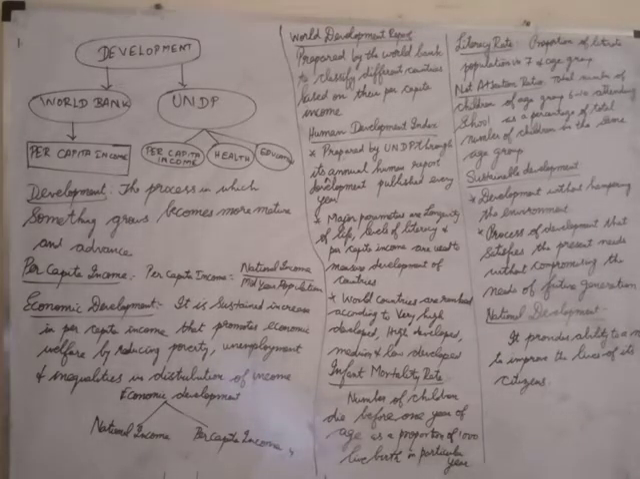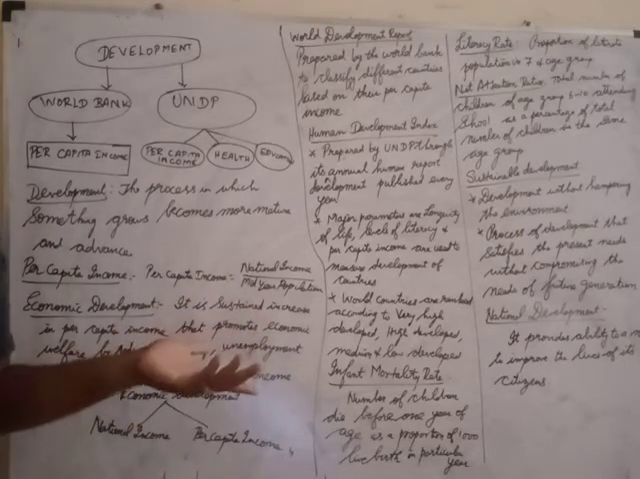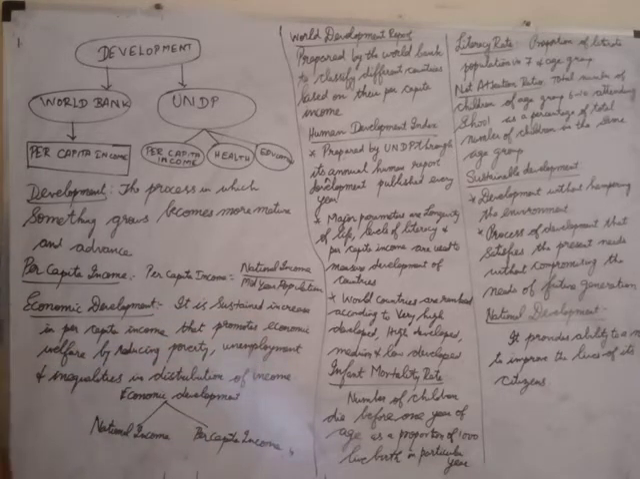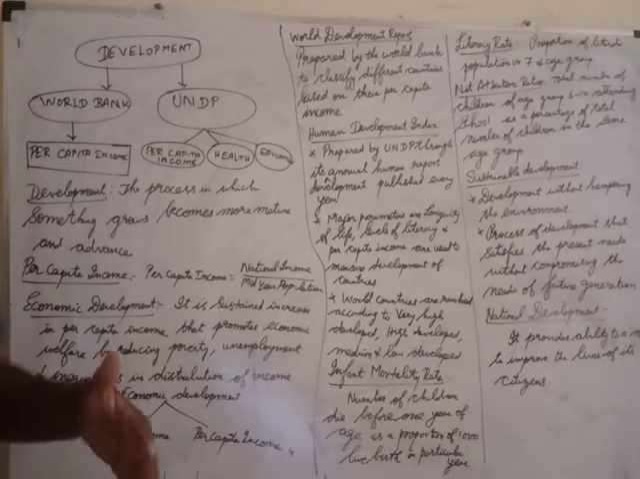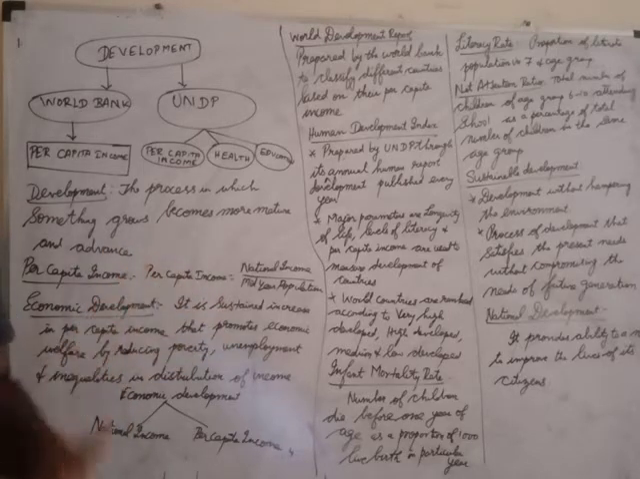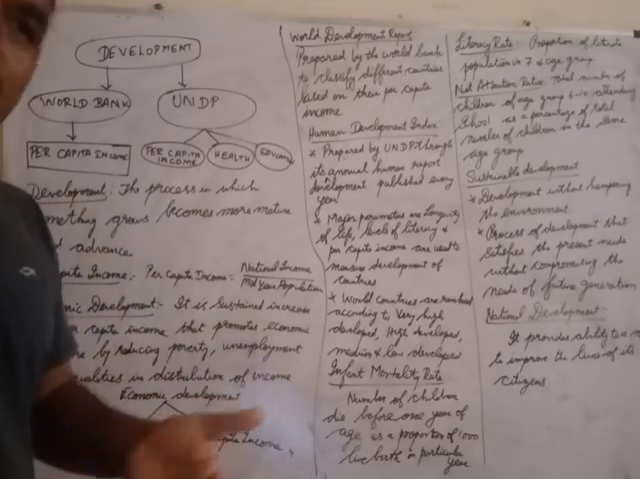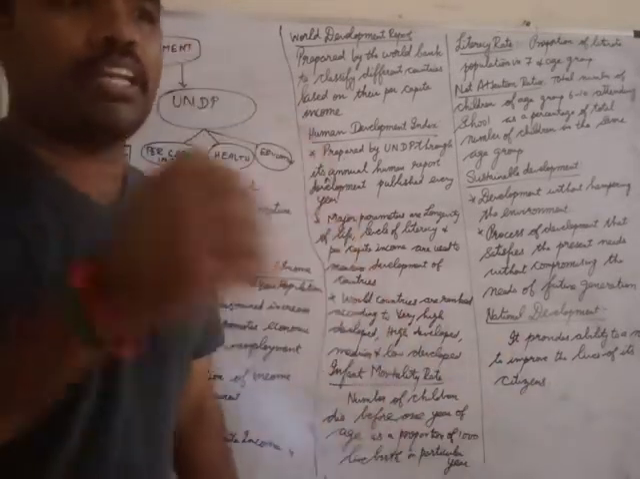In this perspective, what are the things we need to cover? Development means, for example, a country. India is a developing country. Singapore is also a developed country. Likewise, for each and every country there will be some substance there. So that is what development is. For example, in your life also, there is some development you will be dealing with.